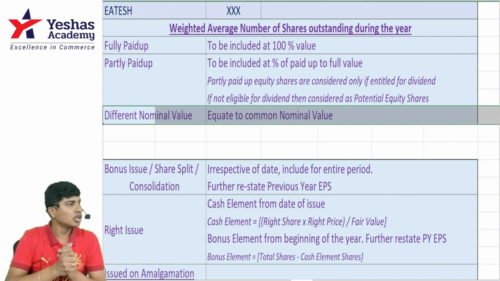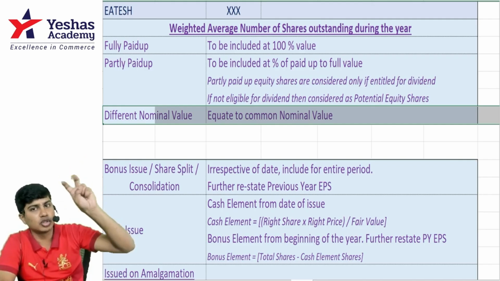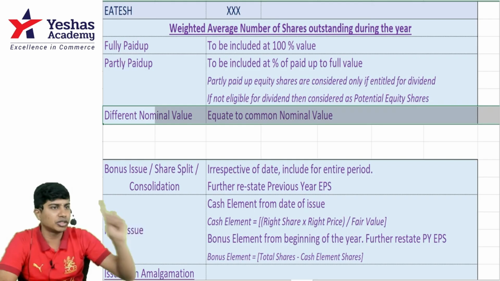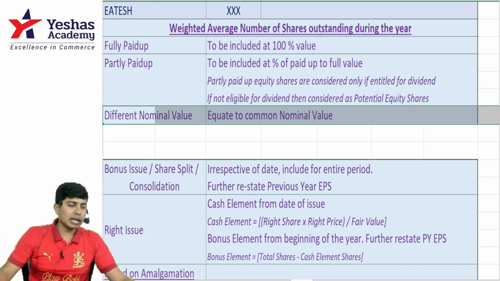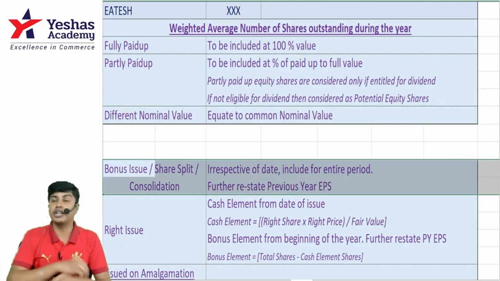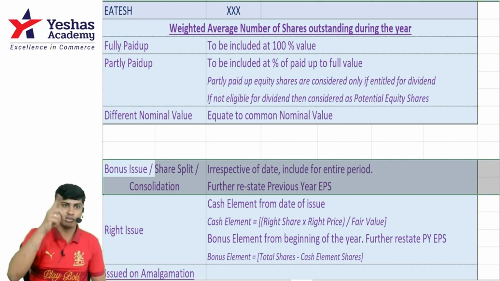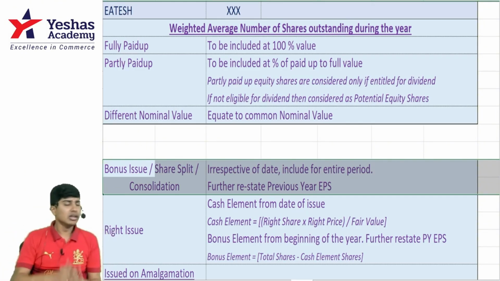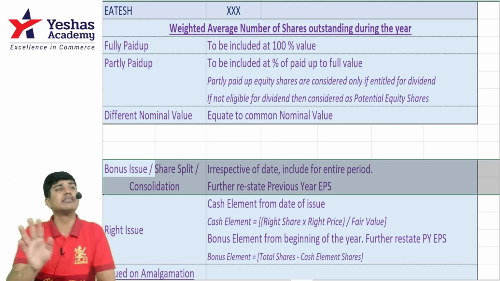Hope you understood. So when there are two different nominal value shares available, we'll have two different EPS. When you have only one variety of nominal value shares, we'll have only one EPS, even if the shares are partly paid. What if the company does bonus issue, share split or consolidation? Whenever there is bonus issue of shares done, remember from the company's point of view, the total equity is not increasing. Reserves are capitalized. Whatever you do, bonus issue doesn't matter.